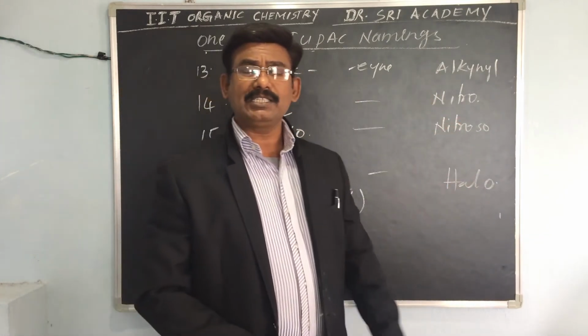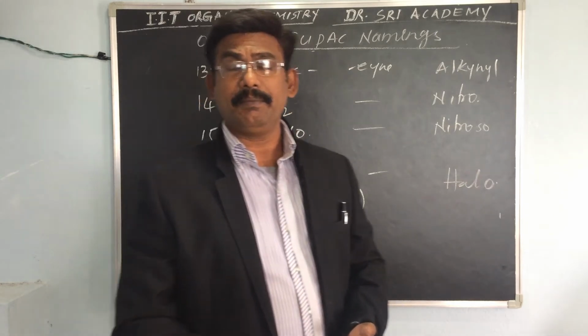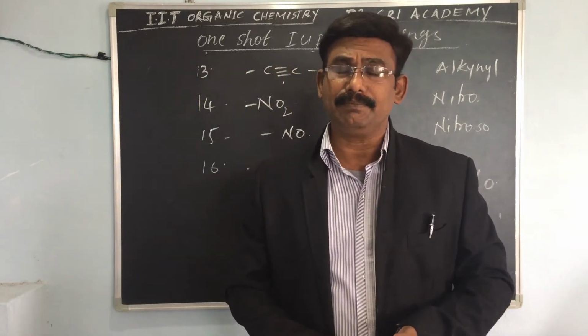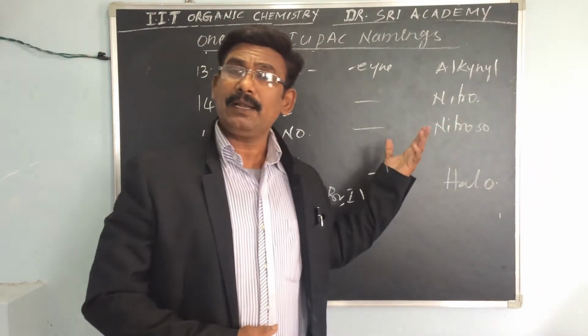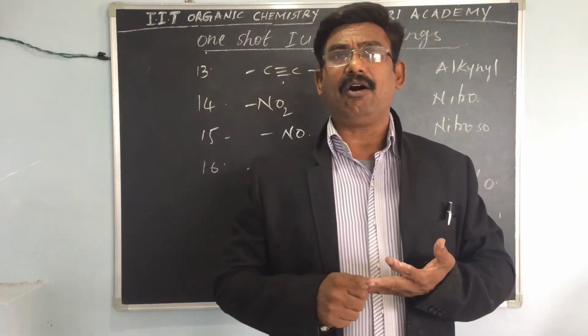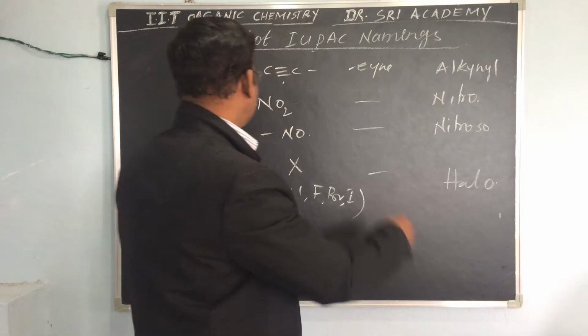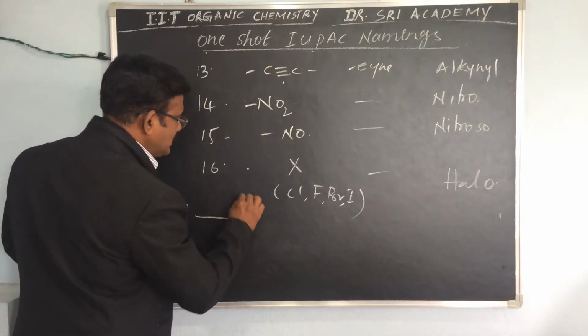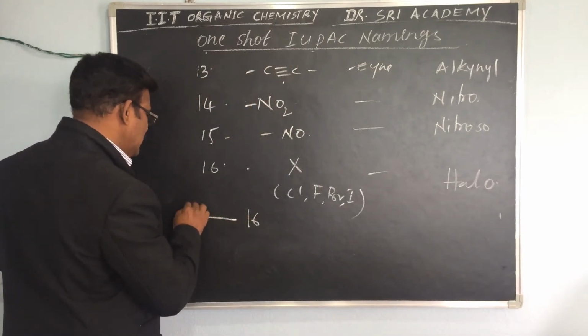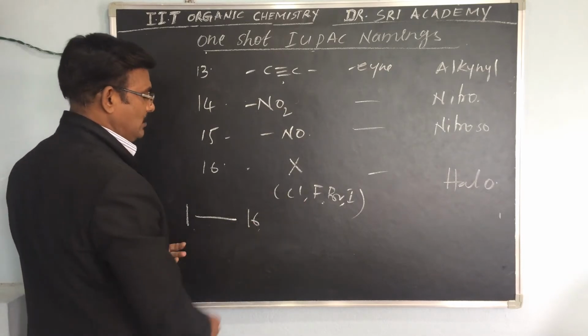So this table must be remembered in one shot for the IUPAC naming method. Just this table, then longest chain and alphabetical order. You have to give the numbers 1 to 16, so that the first one is the acid and the last one is the halogen.